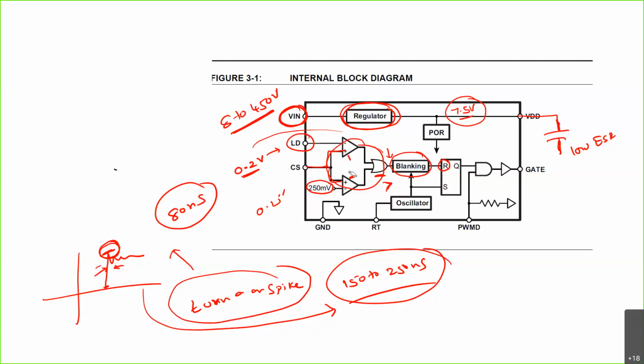That is provided by using this blanking circuit, which adds an extra 150 to 250 nanoseconds. This is given to the SR flip-flop reset gate. So once the current exceeds the limit, the flip-flop is reset and the MOSFET will be turned off. Clear?